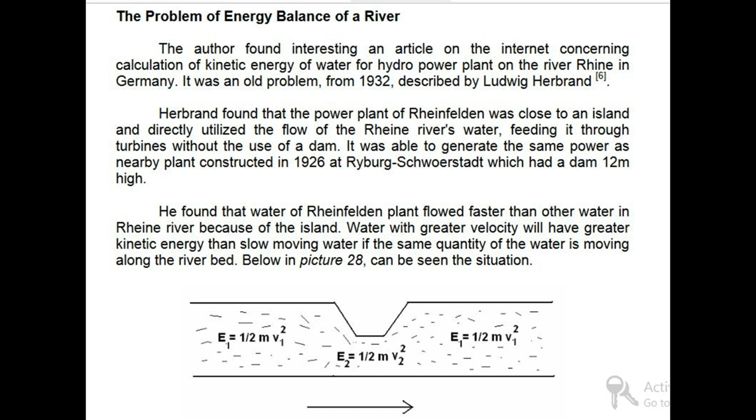It was able to generate the same power as a nearby plant constructed in 1926 at Reiberg-Schwoerstadt, which had a dam 12 m high. He found that water of the Rheinfelden plant flowed faster than other water in the Rhine River because of the island. Water with greater velocity will have greater kinetic energy than slow-moving water if the same quantity of water is moving along the river bed. Below in picture 28, the situation can be seen.